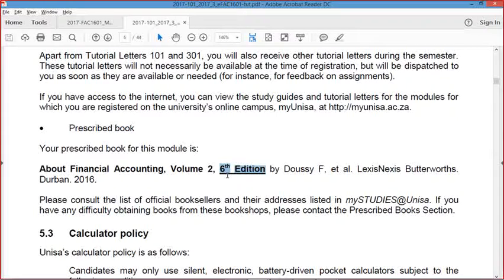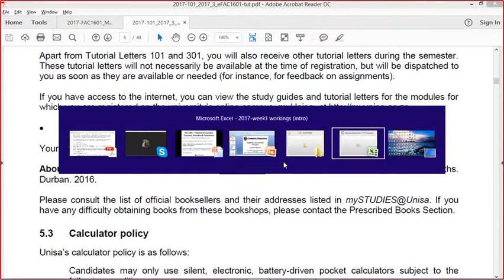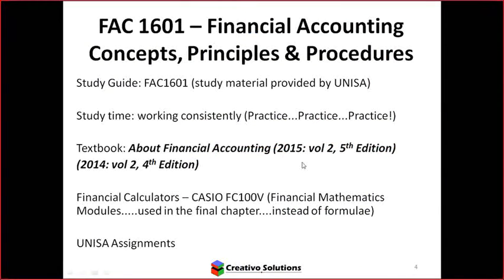If you are buying new, then obviously get the 6th edition, because at least then you'll be able to sell that to a student maybe next semester once you've passed this one. Okay, any questions so far? No, nothing so far. Okay, perfect. All right, so if we go back to the notes then.